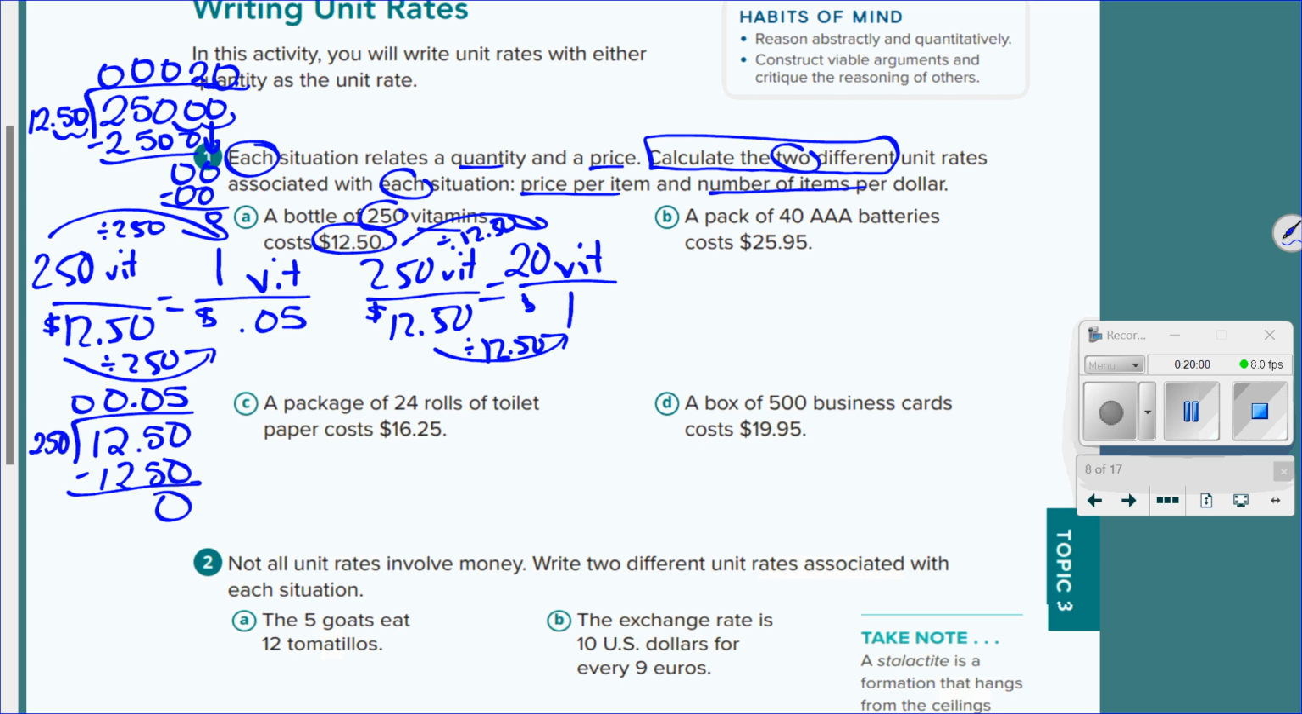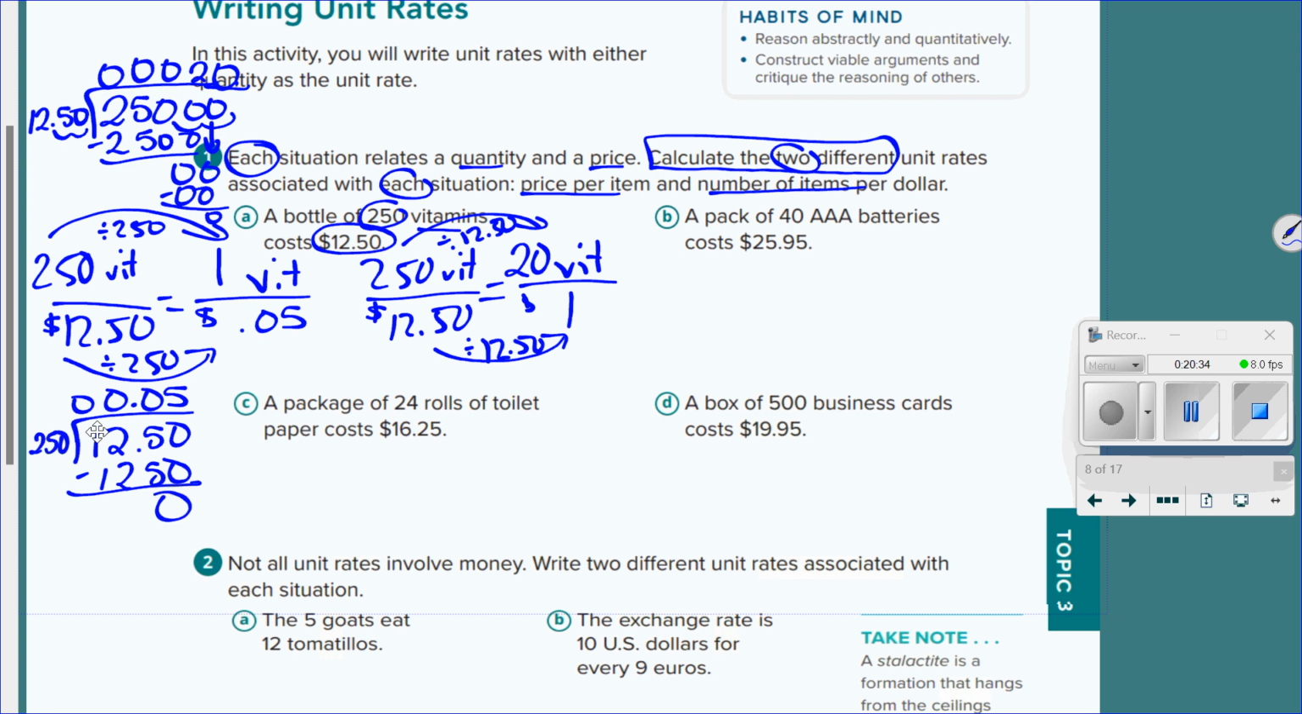If I multiplied this 5 cents times 20, how much is that? $1. So if one vitamin is 5 cents, does it make sense that 20 would be $1? Yes, because the math works. Oh, wait, I actually got that. I know, right? Logic. It's so cool.